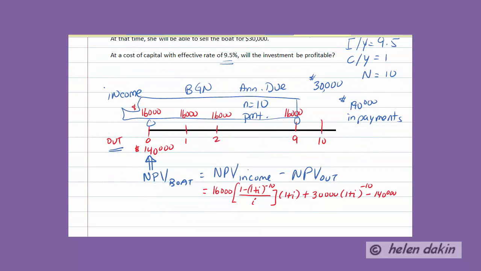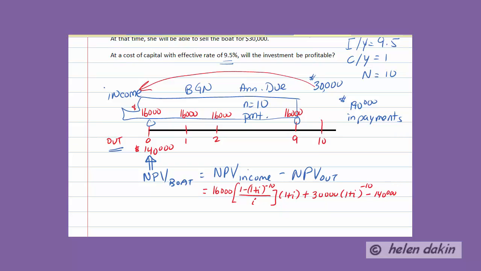And so what I'm showing you here is the present value of the rental income in the form of an annuity due, and I would substitute the 9.5% per year in the formula here, but I just show you the formula for the present value of an annuity due. And to that, I also need to add the present value of the money that she's going to make when she sells the boat at the end of the 10 years. So I need to remember to discount that over the 10-year time period.